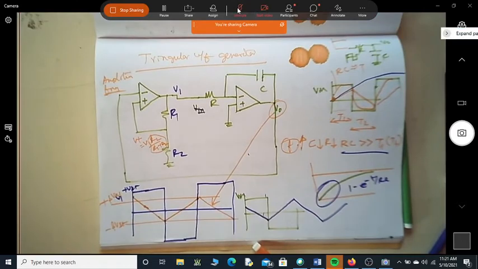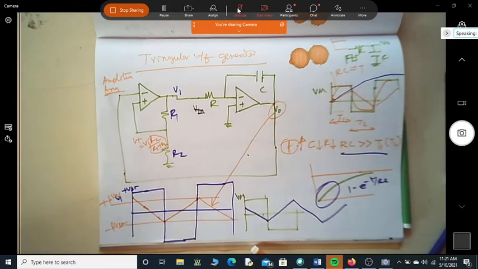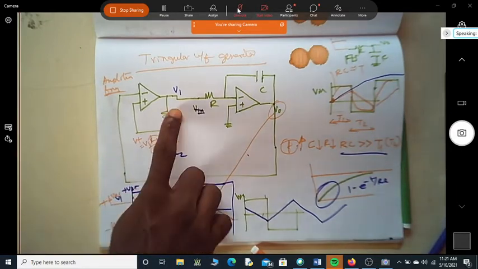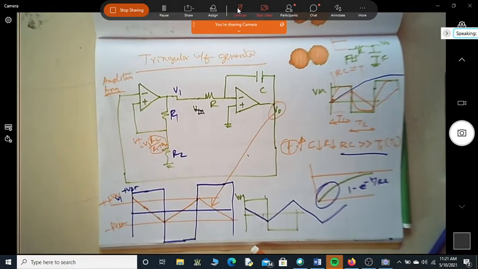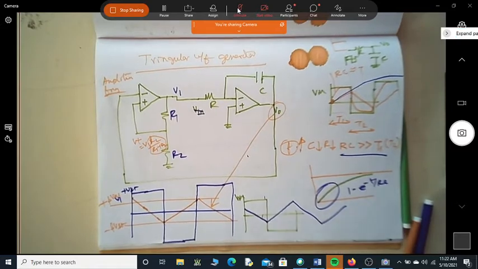Will it make sense? How about the RC value? It will only change the frequency. So the amplitude remains constant because it has to go up to plus beta Vsat and minus beta Vsat. Okay, so this is about triangular waveform generation.